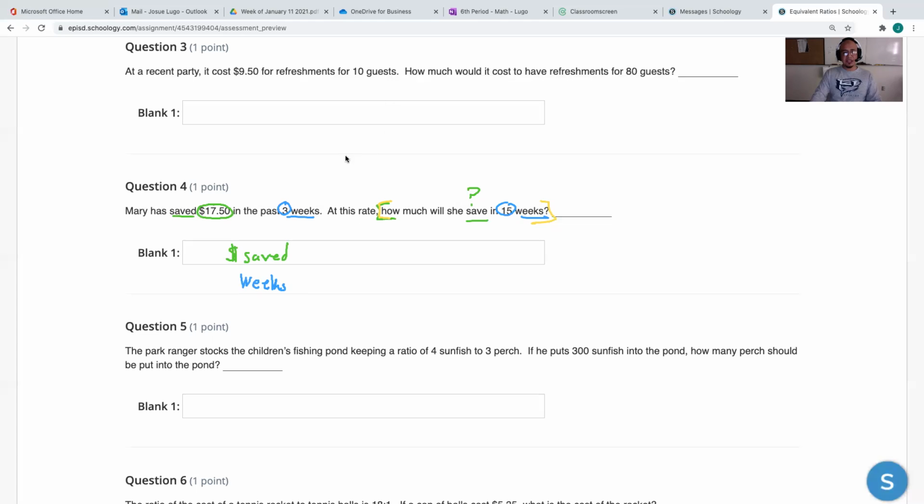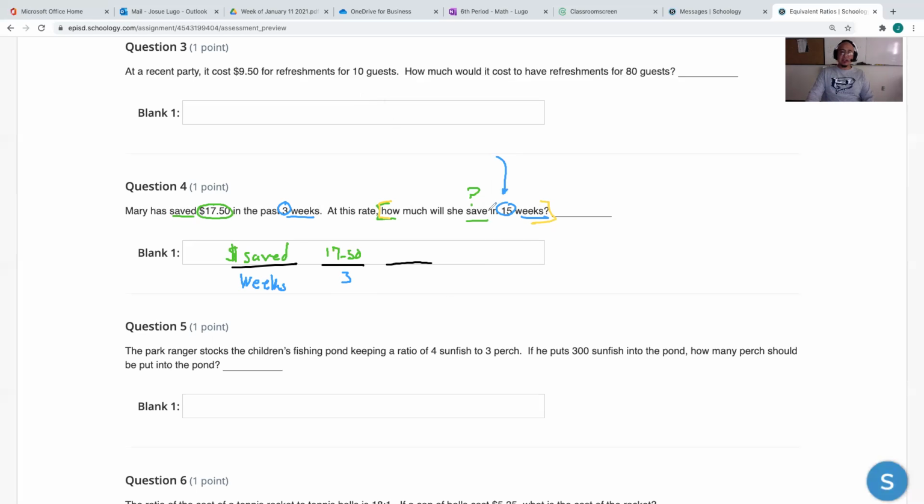The money that she has saved in a certain number of weeks, right? So that is our word fraction. Anything in the numerator will have to do with the money that she saved. Anything in the denominator will be the number of weeks that it took her. The ratio that we're given is $17.50 in 3 weeks. 1750, money that was saved, 3 refers to the weeks. And the other important piece of information that is given to us is 15 weeks.